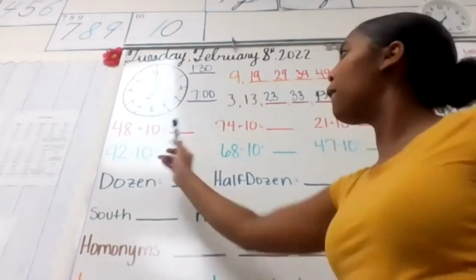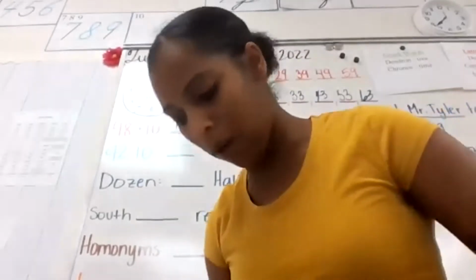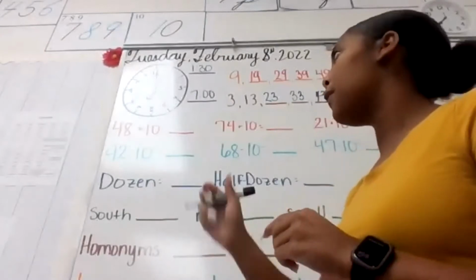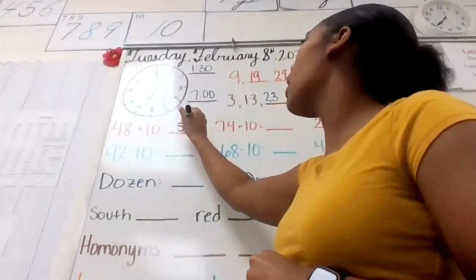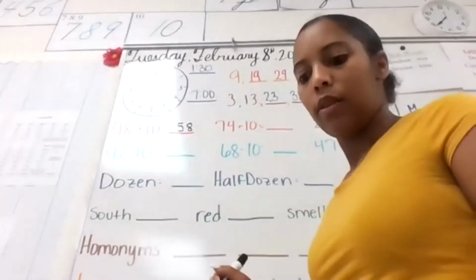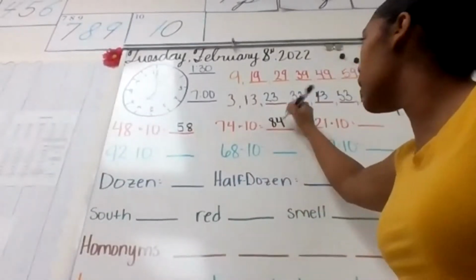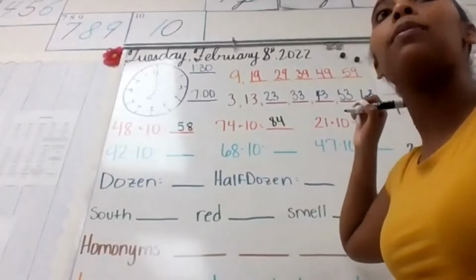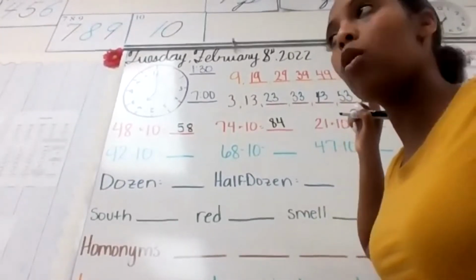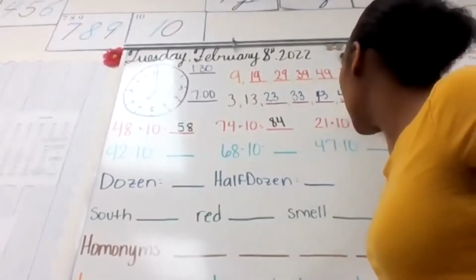Oh, and look at that. I have 48 plus 10. What would that equal? 58. 74 plus 10. Avaya? 84. And 21 plus 10. 31. 21 was 10 more: 1, 11, 21, 31.